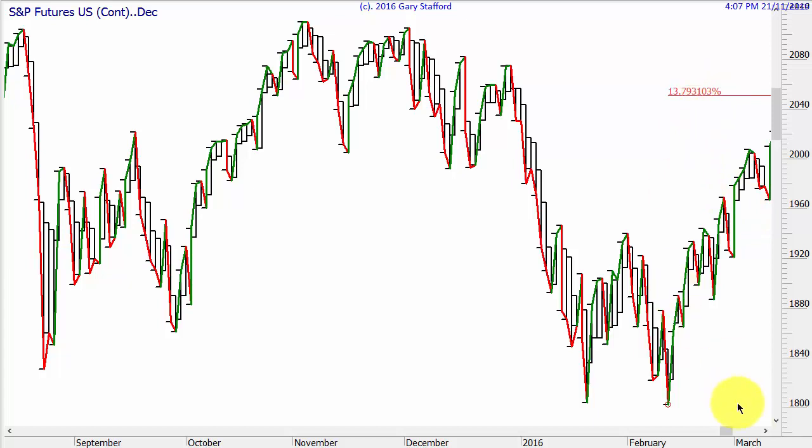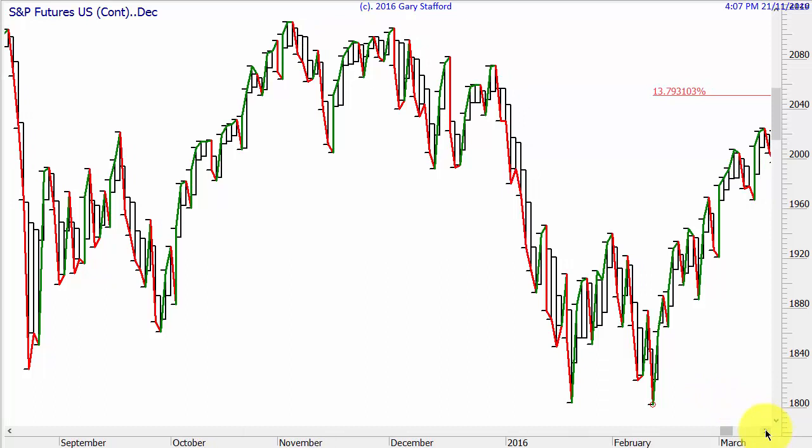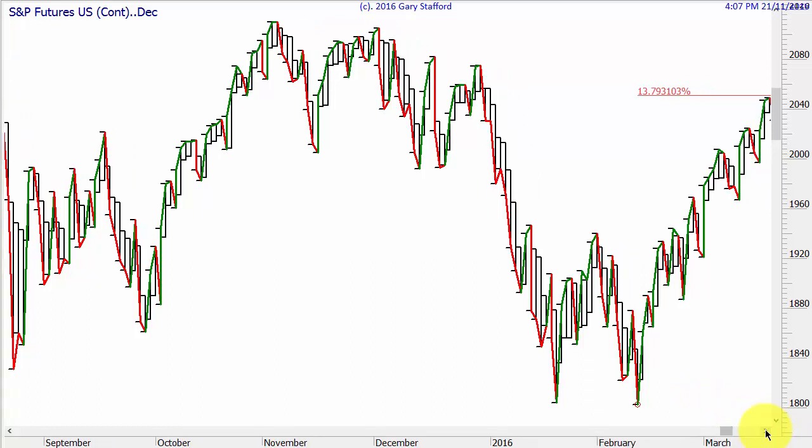So anyway, I'm still looking for the market to get to this level, and the market actually gets to the level, it's not quite got there, here. So now I want to see some kind of weakness.